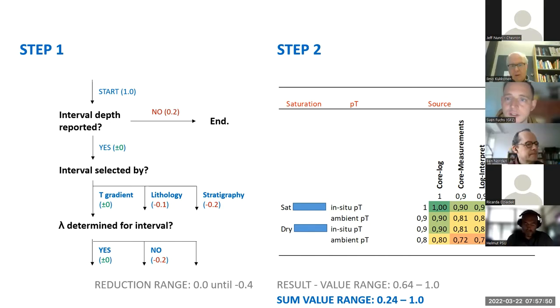Okay, Jeff Nunn. Yeah. I was wondering if for the interval selection, maybe the plus or minus zero bucket would be when two out of the three methods consistently define the intervals. In other words, the lithology is similar, but you also have the same temperature gradient. You would then have a minus one if it's just one of the three. Although I do agree that the stratigraphy should be a larger penalty than either temperature gradient or lithology.